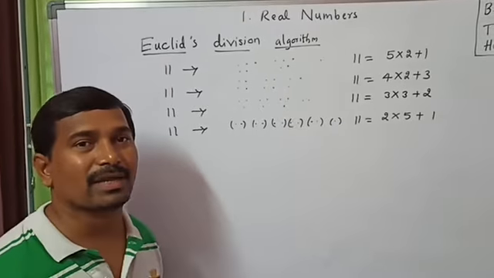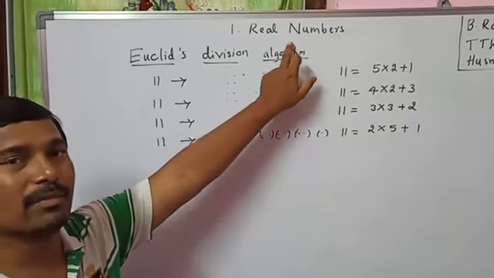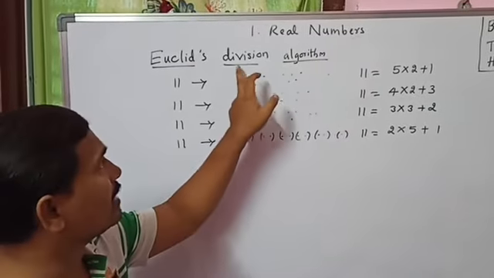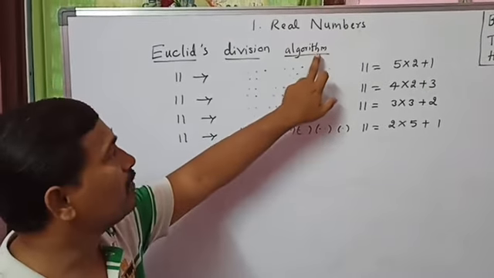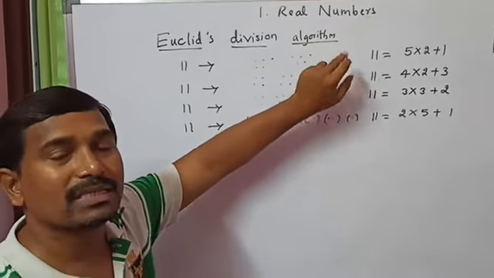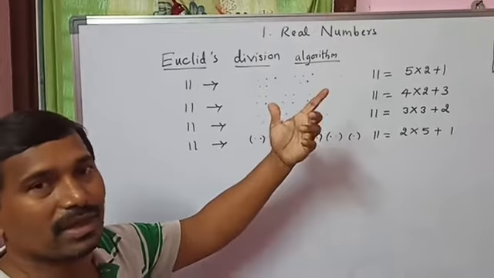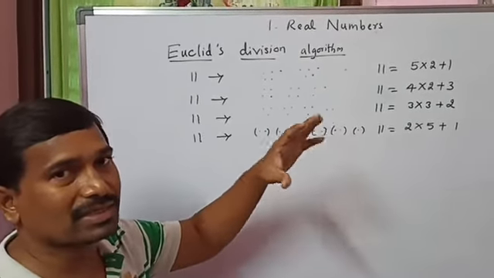Students, today let us learn the first chapter, Real Numbers. In this chapter, first let us learn the Euclid division algorithm. Before going to the algorithm, let us know the Euclid division lemma. What is Euclid division lemma? Let us see one example.